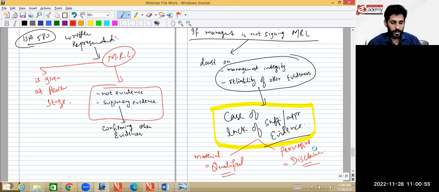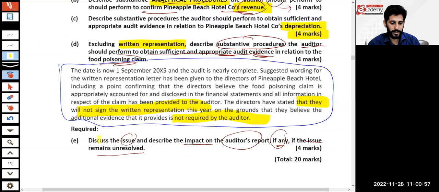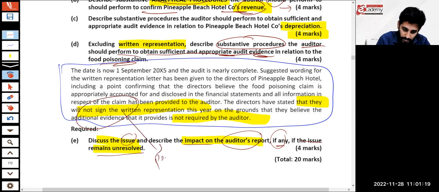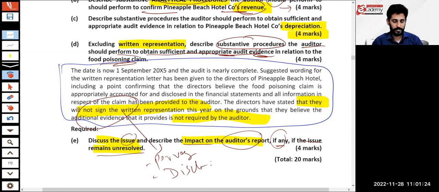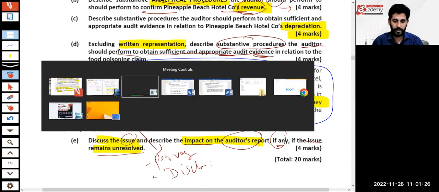Now, I have to discuss the issue and the impact on the audit report if the issue remains unresolved. The company is not signing the MRL. That means the company is not signing a single written representation, not at all. So that means it's a pervasive case, and a disclaimer opinion will be expressed.